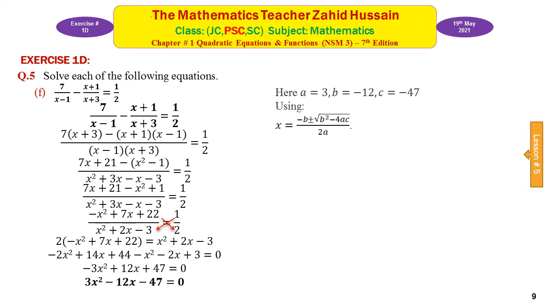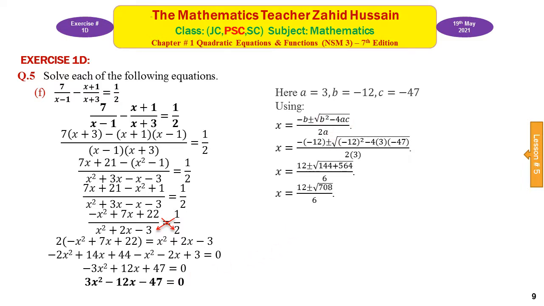Using the quadratic formula, putting the values of a, b, c in the formula and simplify. These are the two values of x. Further simplifying, we will get the answer, which is 6.43 and minus 2.43, correct to three significant figures or correct to two decimal places.